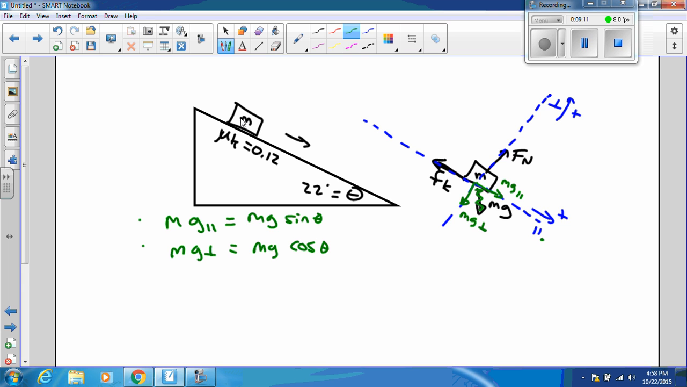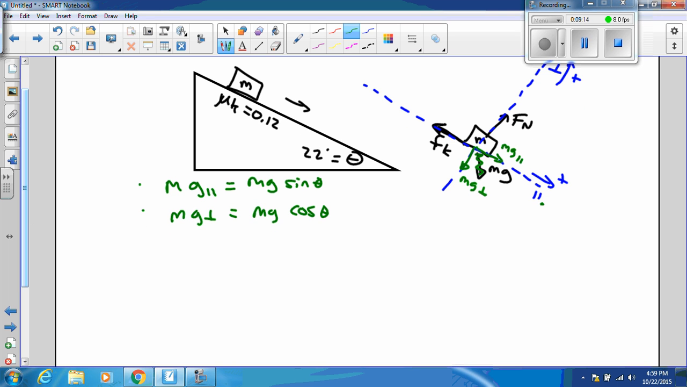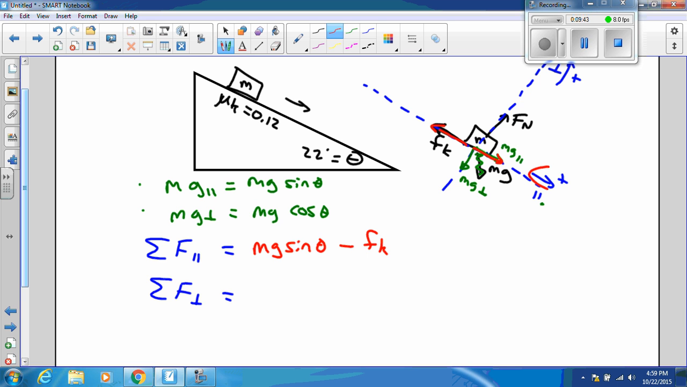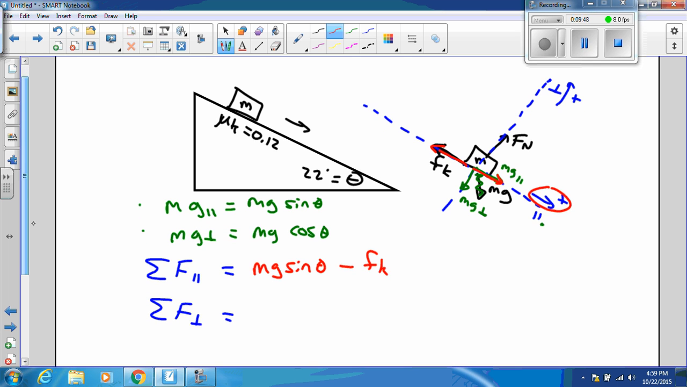So if you need to write these a couple of times just to remind yourself of these facts, then feel free to do so. Now, having done our free body diagram, we're ready for Newton's laws. We're going to sum up the forces in the parallel direction, and we're going to sum up the forces in the perpendicular direction. So we go over to our axes, and we identify, first of all, the forces in the parallel direction, which are mg parallel, which we know is mg sine theta, minus the force of friction. Notice the force of friction is negative because it's going opposite to the direction we said was positive.